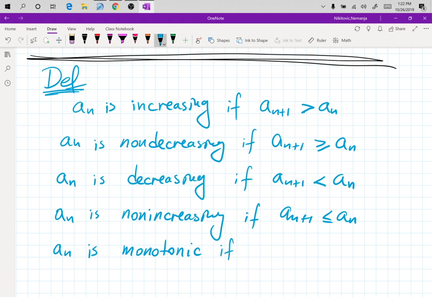If it is either non-decreasing or non-increasing, that's monotonic.